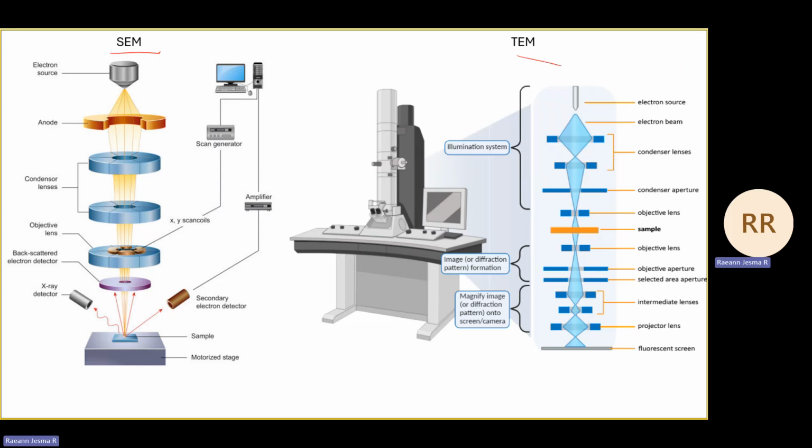Here on the right side, you can see TEM. TEM also uses an electron beam, but the main difference is that here the electrons will transmit through the sample, whereas in SEM, the electrons will mostly interact with the surface of the sample. It will not completely get transmitted through the sample.